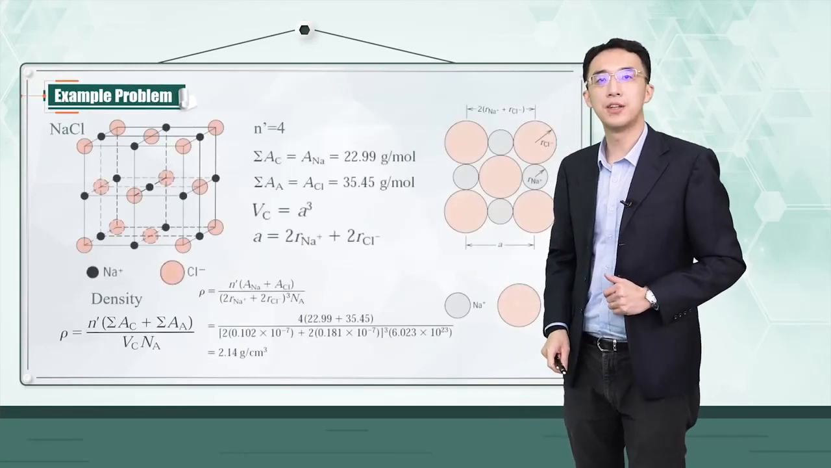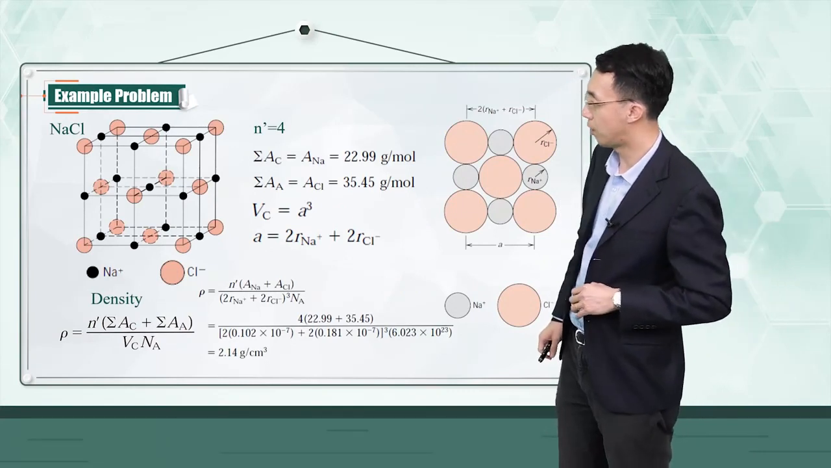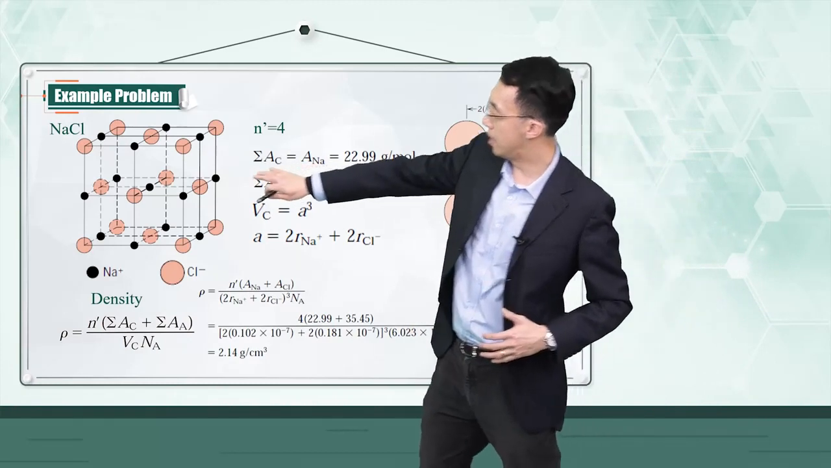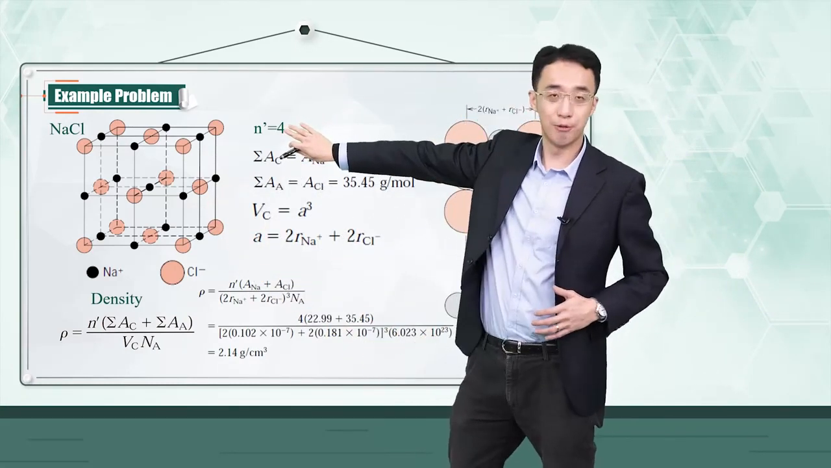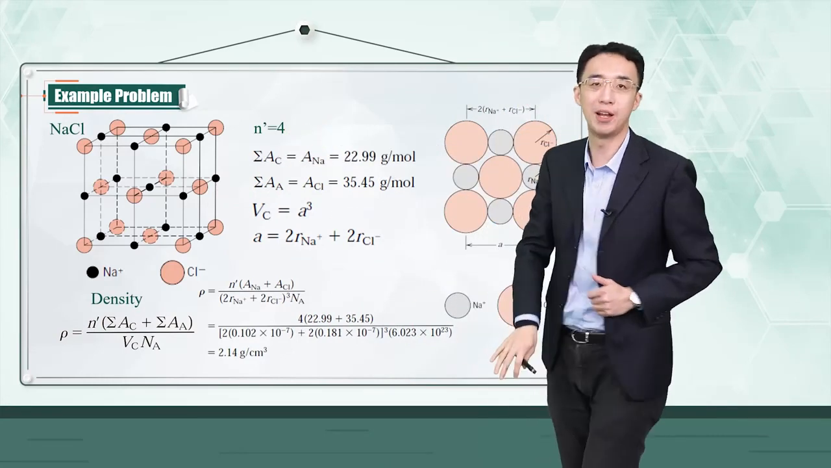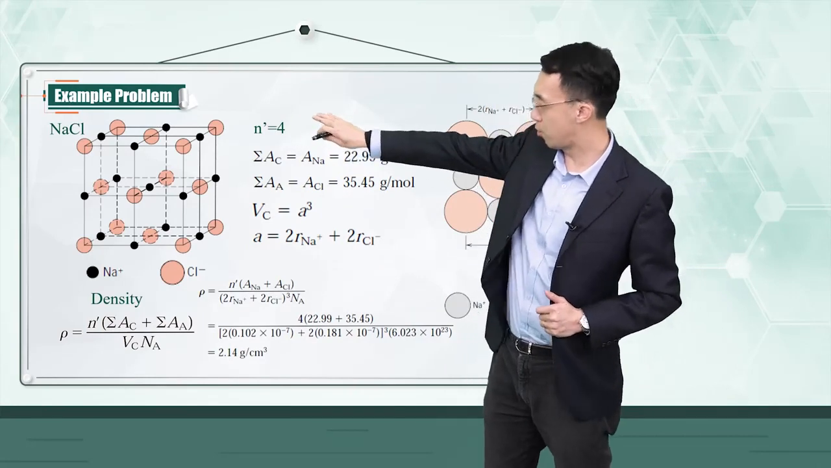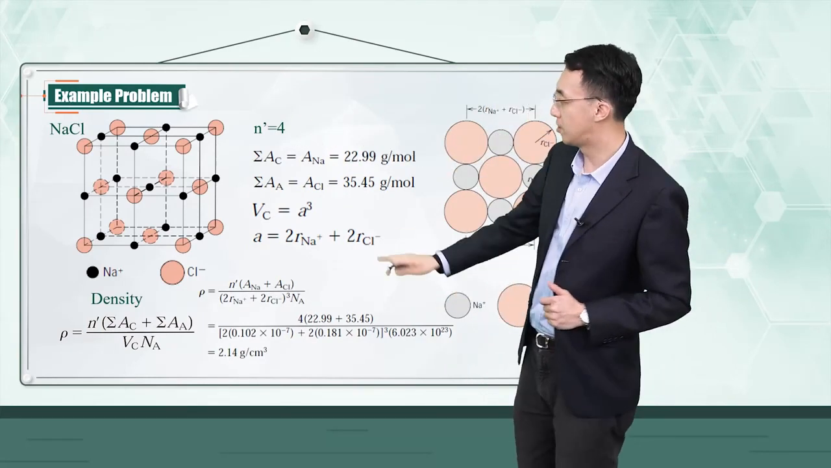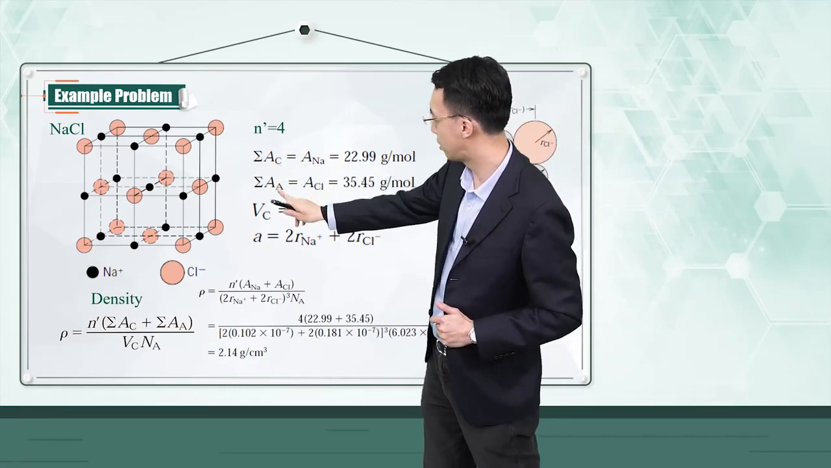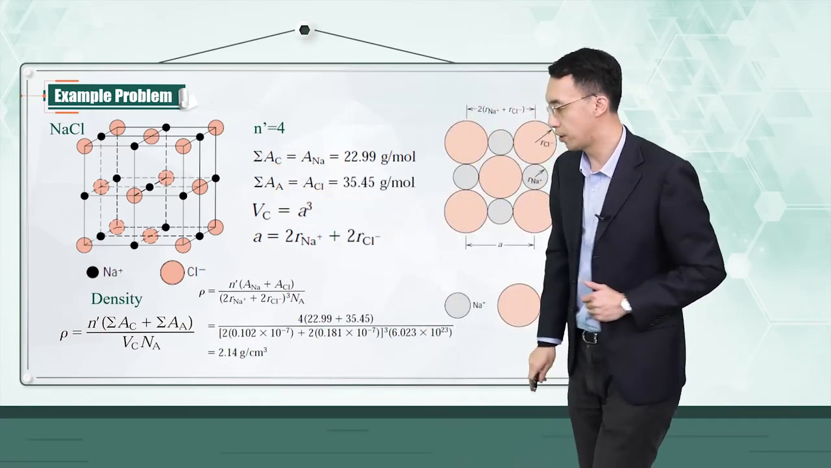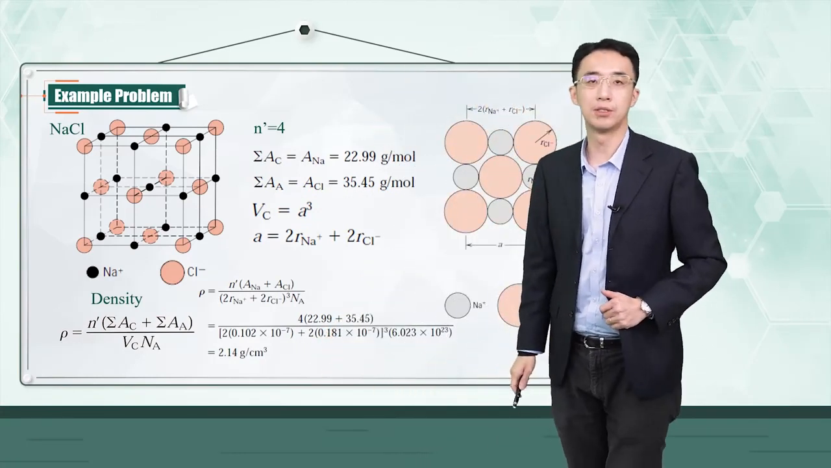Okay? This is an example showing the calculation of theoretical density for sodium chloride, where essentially in a unit cell of sodium chloride you have four pairs of sodium and chloride ions. And then if you put these four pairs in the equation together with the atomic mass of your cations and the atomic mass of your anions, eventually you can calculate the theoretical density of your sodium chloride ceramic crystal.